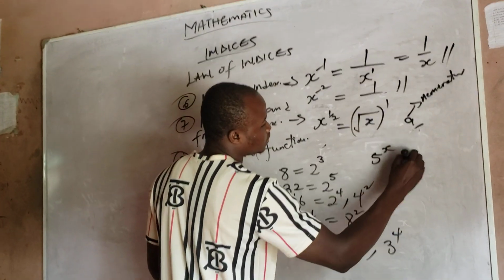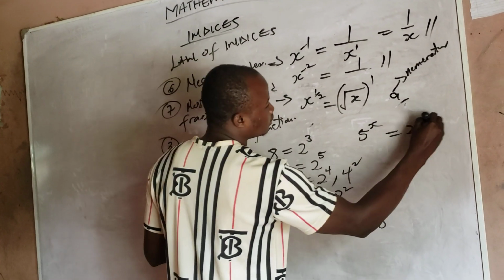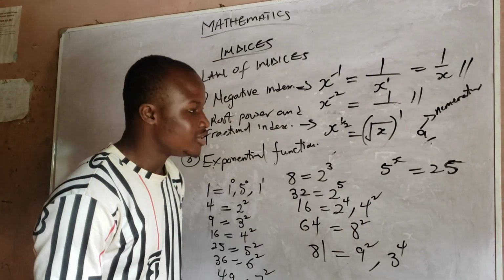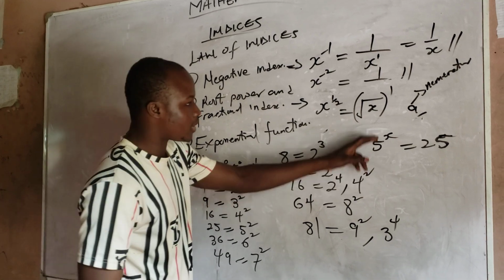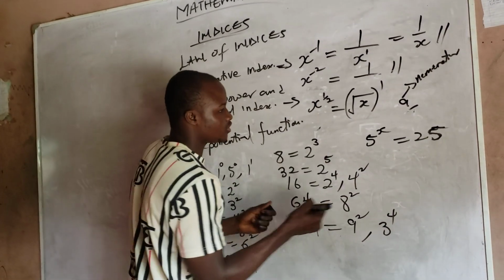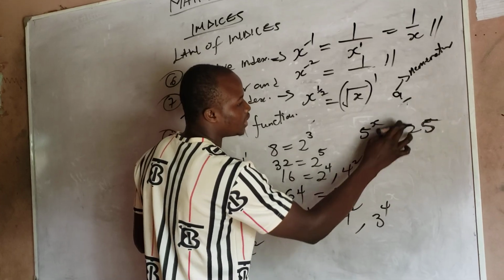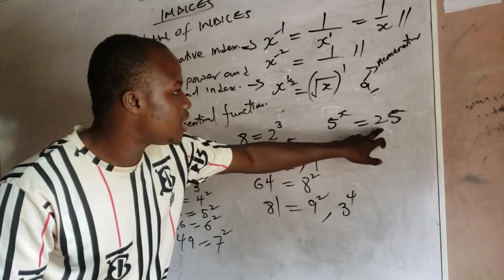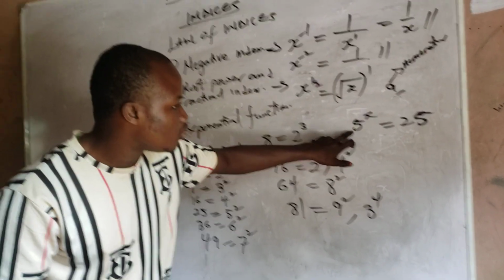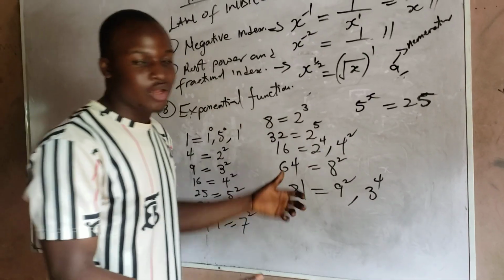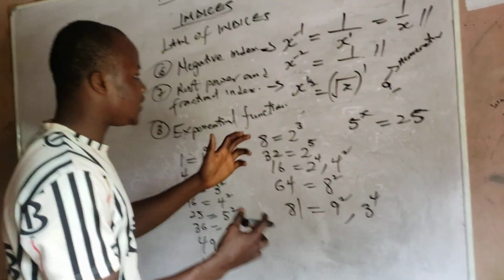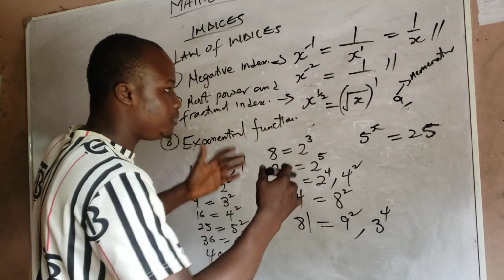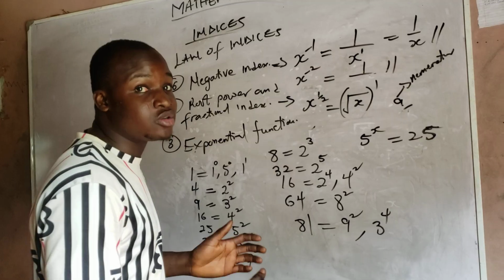5 raised to the power of x is equal to 25. Find x. This is how they do ask the question. See what we are going to do. You have to find the index form of 25 so that it will have an equal base. What can you do to 25 that will make the base equal to the base of this 5? Because you are letting the left hand side be equal to the right hand side. You are dealing with the base. The base of the right hand side must be equal to the base of the left hand side.